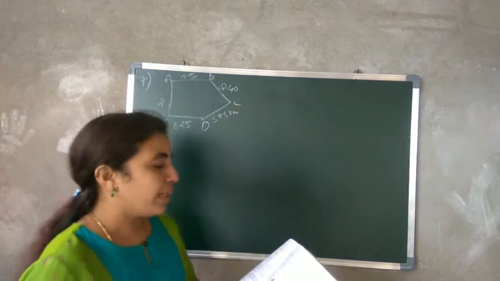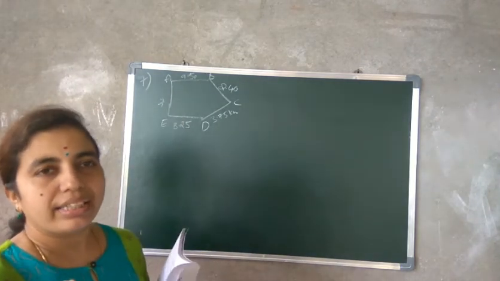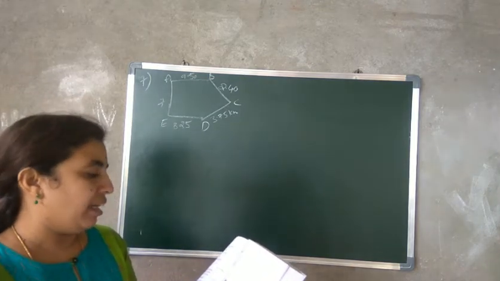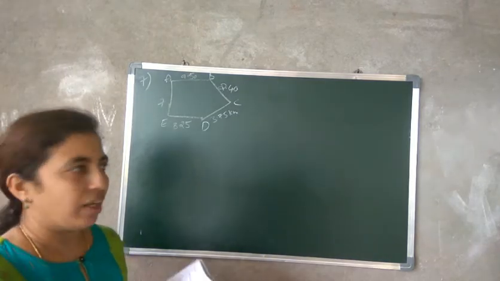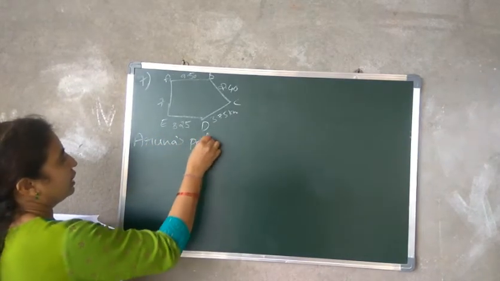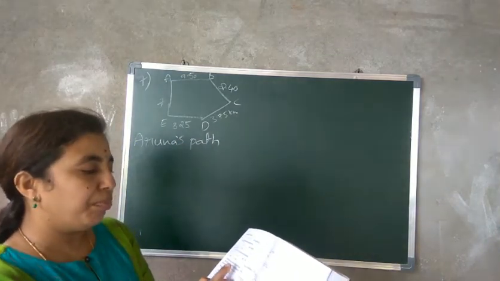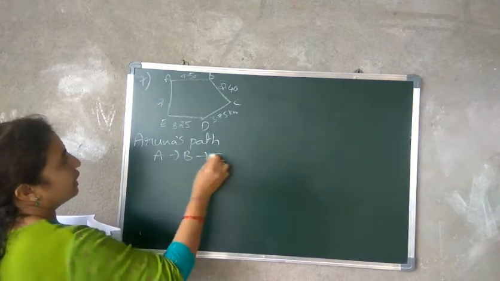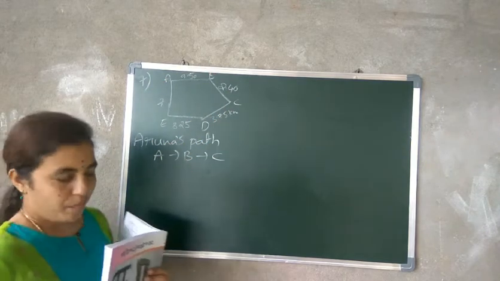Now, what happened here? Aruna and Radha start their journey from two different places. Aruna started from A and Radha started from E. So first we will go with Aruna's path. How did she go? She started from A, then went to B and then to C.